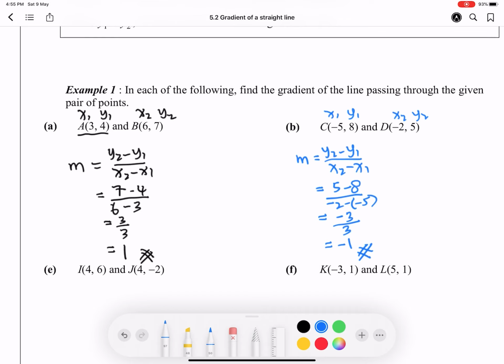So I want you to do the remaining 4 questions in example 1, and I will show you the answers later in the lesson.